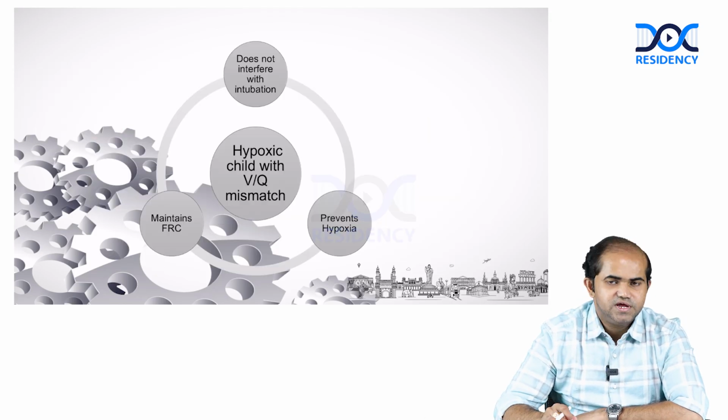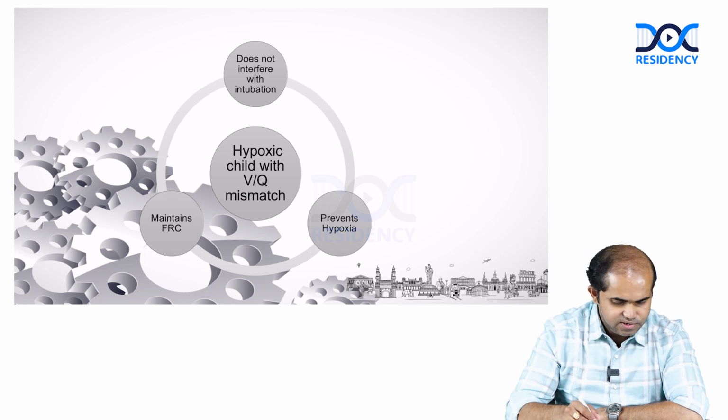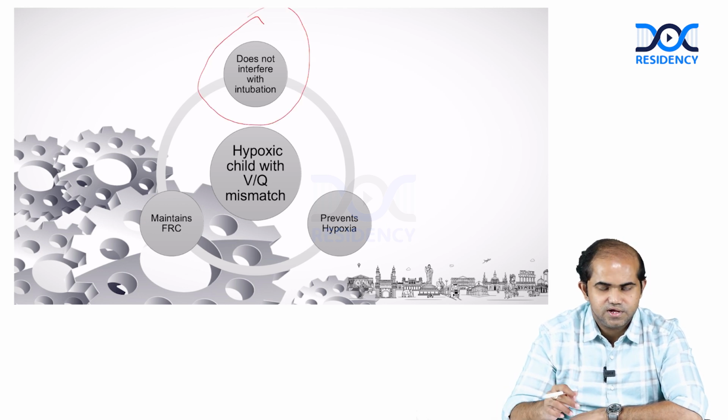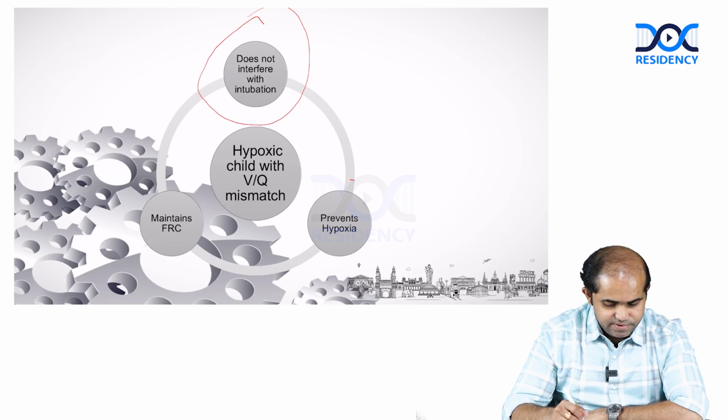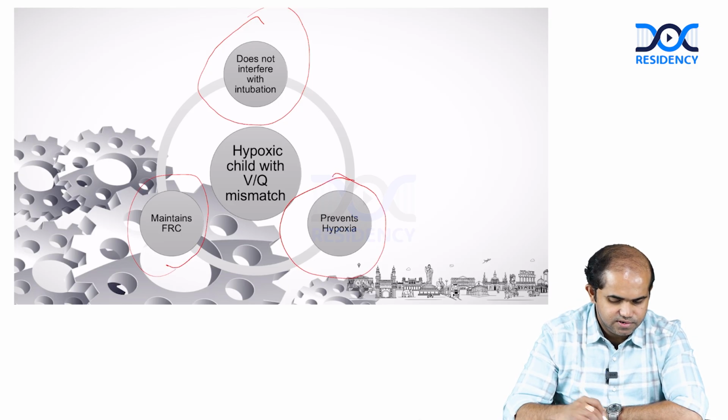So the role of HFNC in apneic ventilation, definitely yes. When your child is started on HFNC, not getting better, and you decide to intubate the child, in such a scenario it does not interfere with the intubation because it is nasal prongs connected to the nose. It will prevent hypoxia. As I said, it will give 6 centimeters of water pressure, so it will maintain your functional residual capacity also.